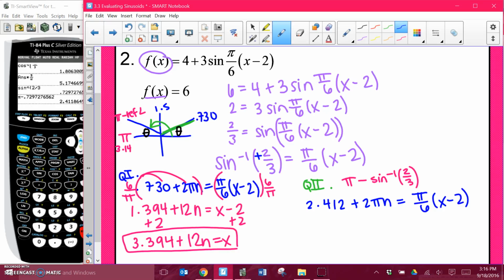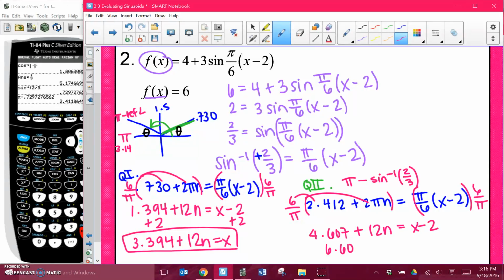Okay, same steps that I've done before. I'm going to go ahead and multiply by 6 over pi. Not forget to distribute. And I get that that's 4.607 plus 12n again is equal to x minus 2. Add 2 to both sides, and my other general solution would be 6.607 plus 12n is equal to x. And again, you could find your first 3 positive solutions by using these 2 equations.